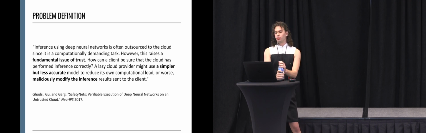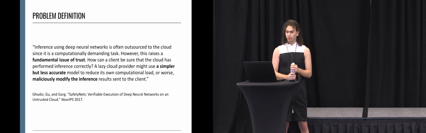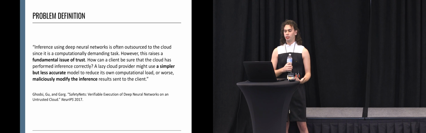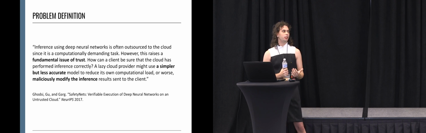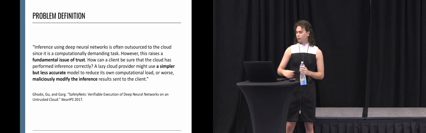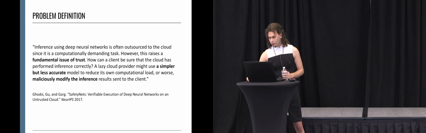Inference using deep neural networks is often outsourced to the cloud, since it is a computationally demanding task. However, this raises a fundamental issue of trust. How can a client be sure that the cloud has performed inference correctly? A lazy cloud provider could use a simpler but less accurate model to cheat and reduce its computational load. Or even worse, a malicious actor could deliberately mislead you about the results of your computation.